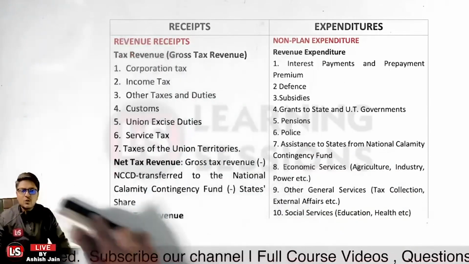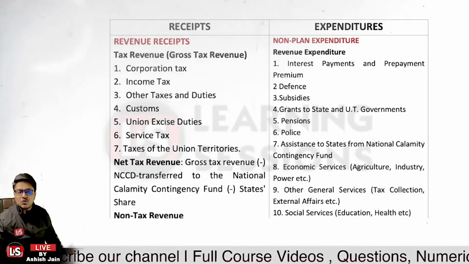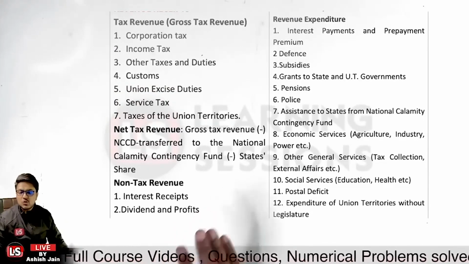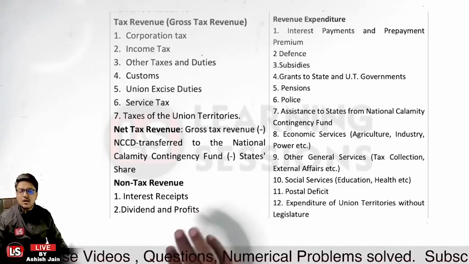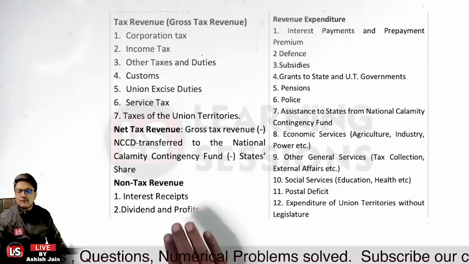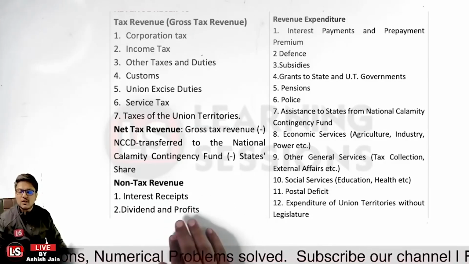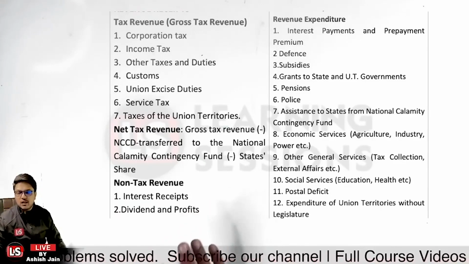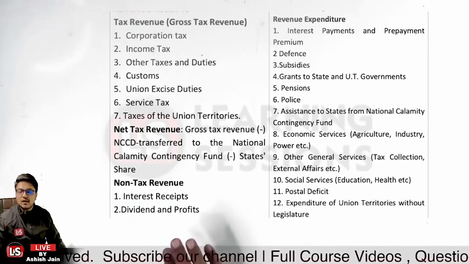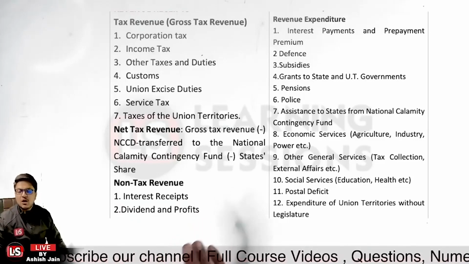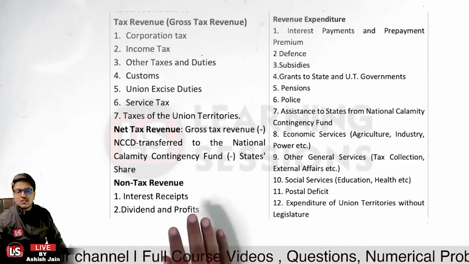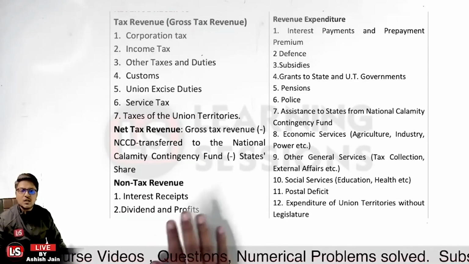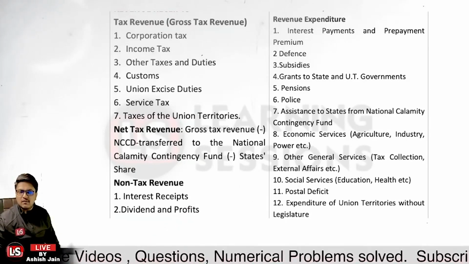Okay, after that it is related to the non-tax revenue. Other than the tax income, the government is also earning something, that is basically the non-tax revenue. It may be the interest receipts. Whatsoever amount is lent by the government itself, the government may be earning interest on it, so that will be basically interest receipts. That is also covered under the revenue receipts. And for the dividends and profits, if the government has invested in some companies or some instruments, in that case the government will be earning profits or dividends over it. That is also covered under the non-tax revenue.